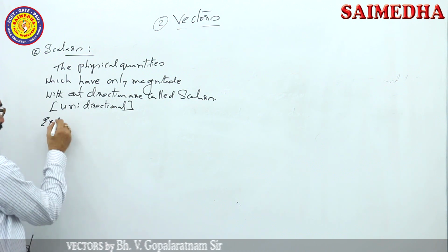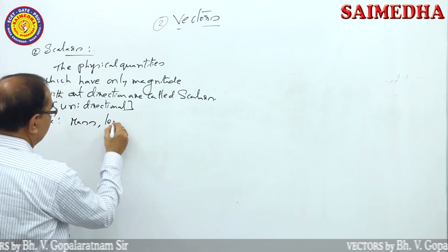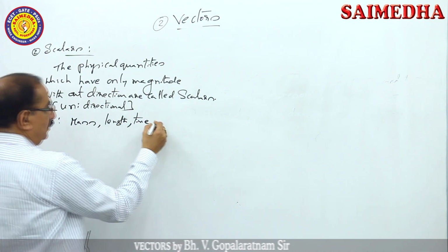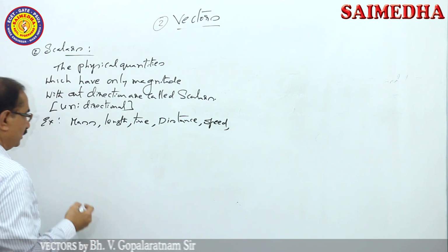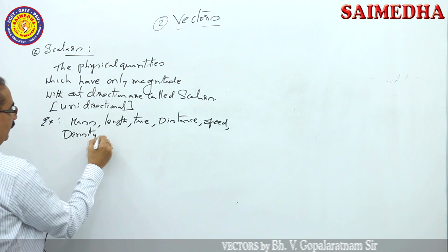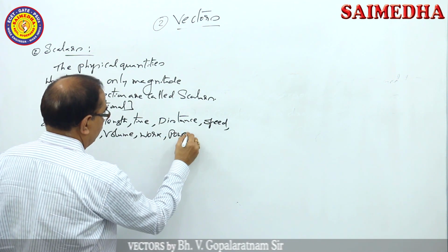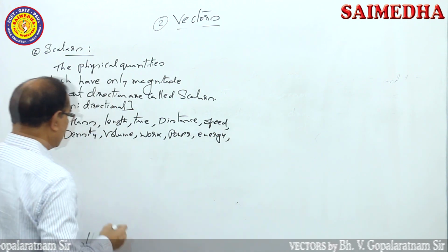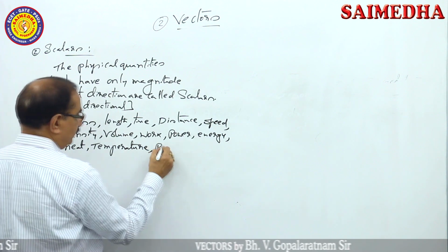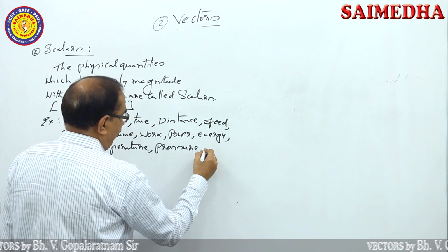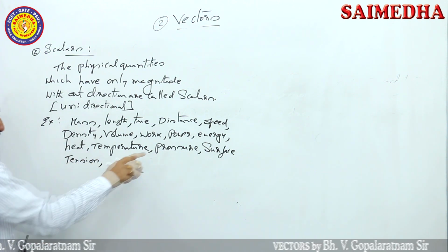And let us see some examples. Mass, length, time, distance, speed, density, volume, and work, power, energy, heat, temperature, pressure, and surface tension, unidirectional. Surface tension, pressure is unidirectional.